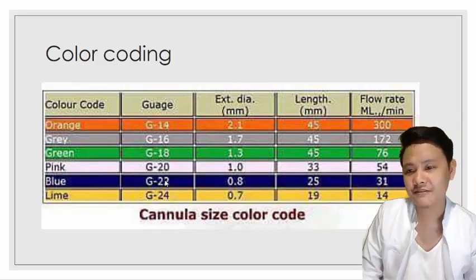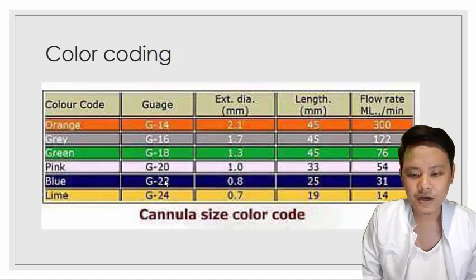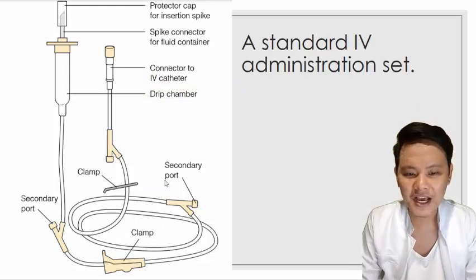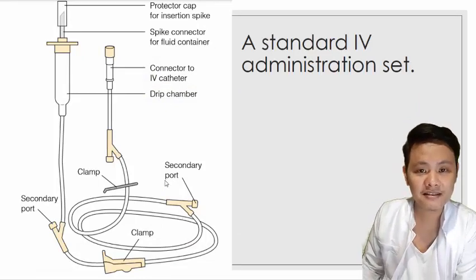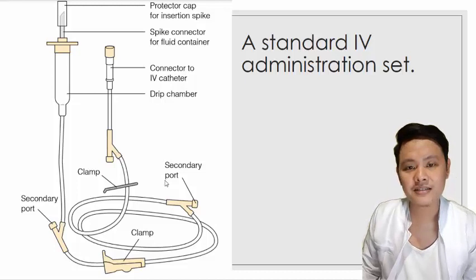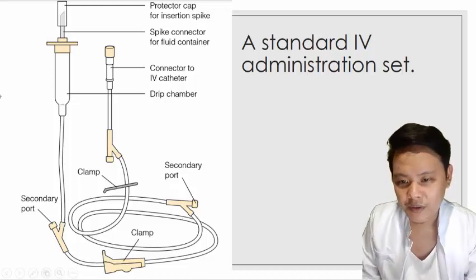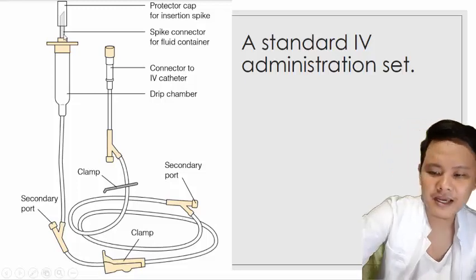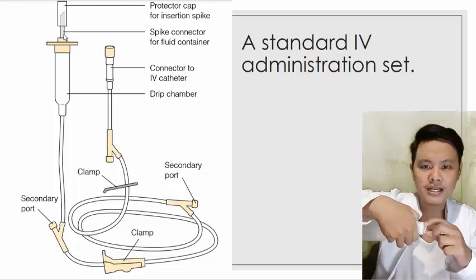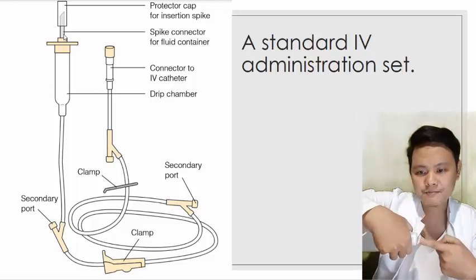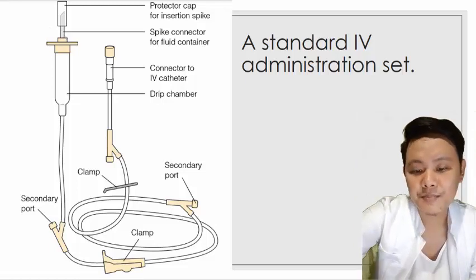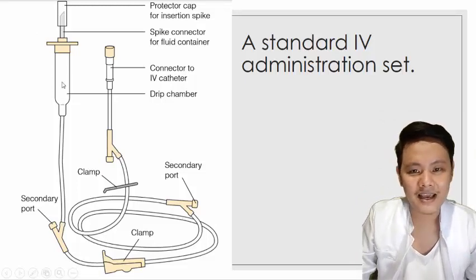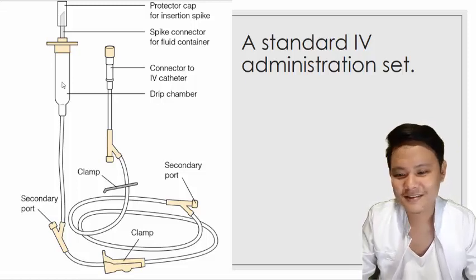So, we already have the color coding for the IV fluids. And now we have a color coding for the cannula. Next, we have here a standard IV administration set. So this one is also known as the IV tubes. So here we have the protector cup. Here we have the spike. See spike? Ito kinoconnect. So tatanggalin mo tong cup na to, then connect. Spike. Then next, we have the dripping chamber or the drip chamber. Saan yan? Ito. Dito tayo nagbibilang ng ating patak or ng drops.